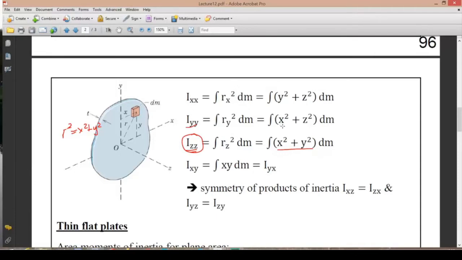Iyy will be calculated in a similar way. In this case, instead of y, obviously we are trying to find out the distance to the x-axis along the z direction. So that's why we have x squared plus z squared. And Ixx is the mass moment of inertia of this rigid body calculated about its x-axis.